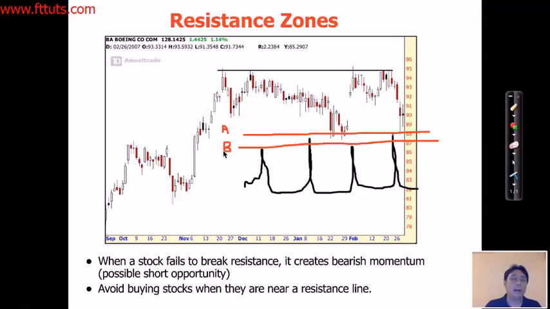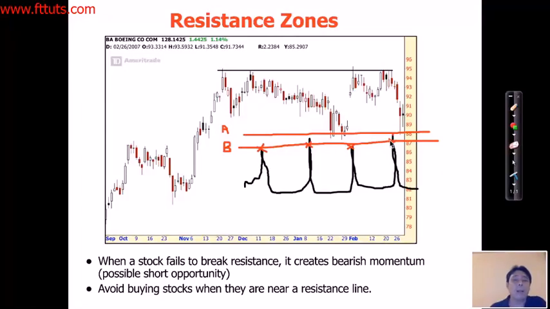Personally I would tend to draw it at B. Why? Because I want to draw the line where it touches as many price points as possible. I'm drawing the line of best fit. So this line is touching 4 price points, whereas line A only touches 1 price point. So line B is more significant. The more points it touches, the more significant it is.